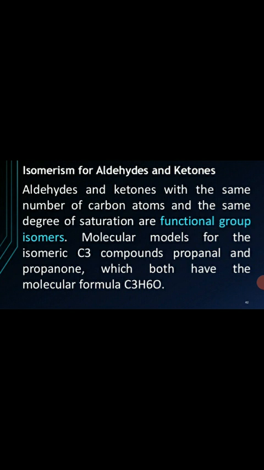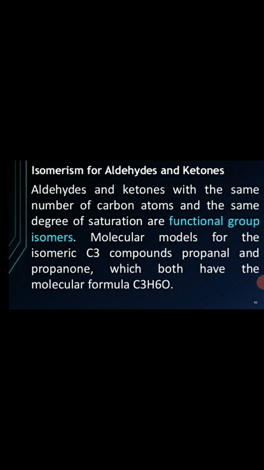Ketone will show position isomerism, but aldehyde will not show position isomerism. Why? Because it is always getting the first position, right? The CHO group will get the first position, whereas the ketone will show position isomerism. Aldehydes and ketones are the functional isomers of one another, right? They both have the same formula, so they become functional isomers of one another.